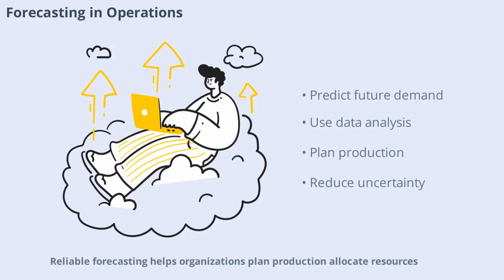Reliable forecasting helps organizations plan production, allocate resources, and manage inventory effectively. It also reduces uncertainty and supports strategic decision-making. Forecasting is an ongoing process that requires regular updates and adjustment.